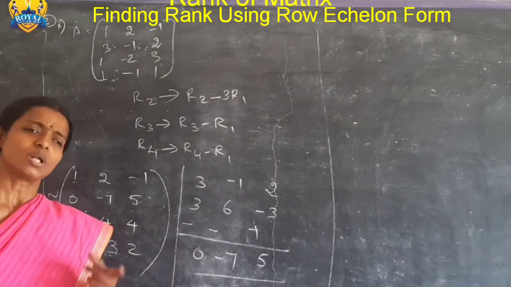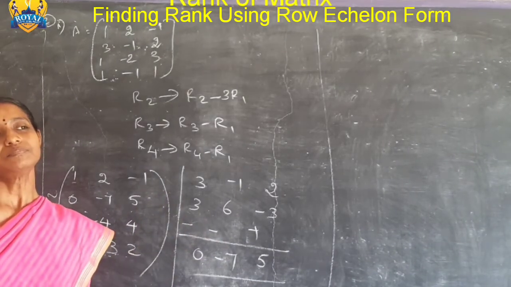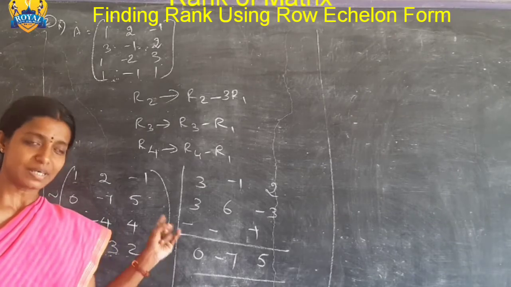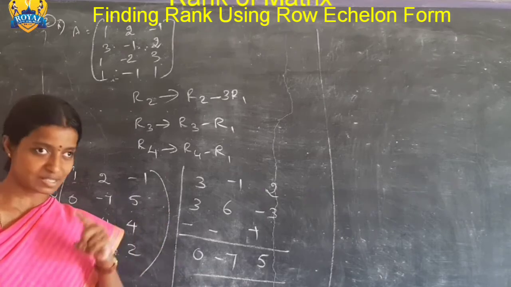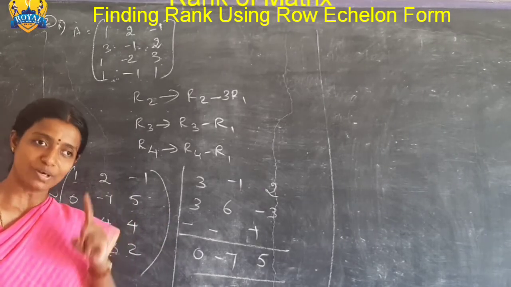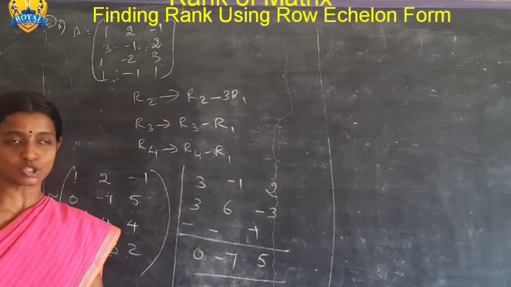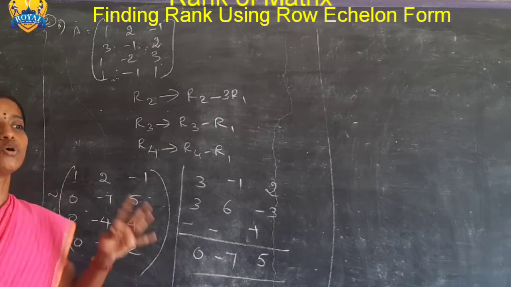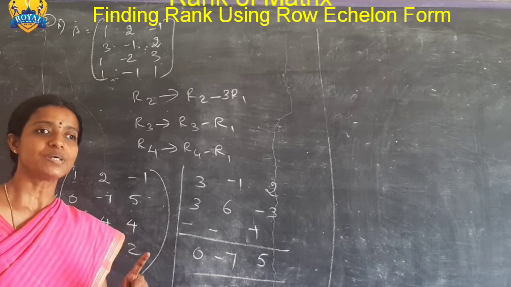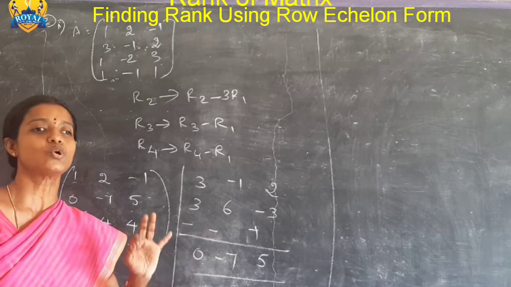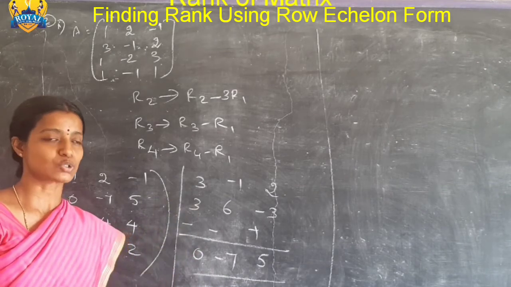So now what should be my idea to get rank either 3 or less than 3? Because my order here is 4 cross 3, where the minimum of 4 cross 3 is 3. So my rank should be only 3 or less than 3. I can have either 3 non-zero rows or less than 3 non-zero rows. But here I have 4 non-zero rows. So automatically our next idea should be to make one complete row as zeros. So how to proceed?